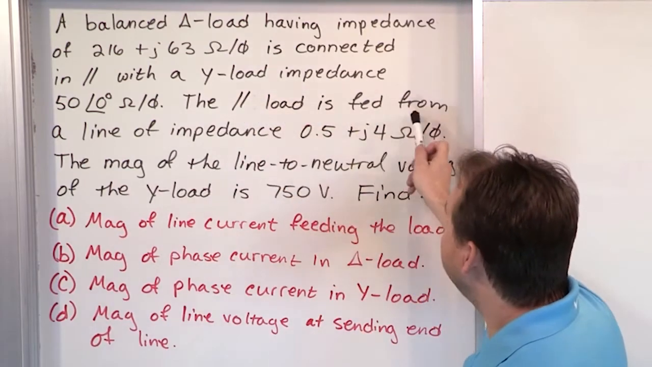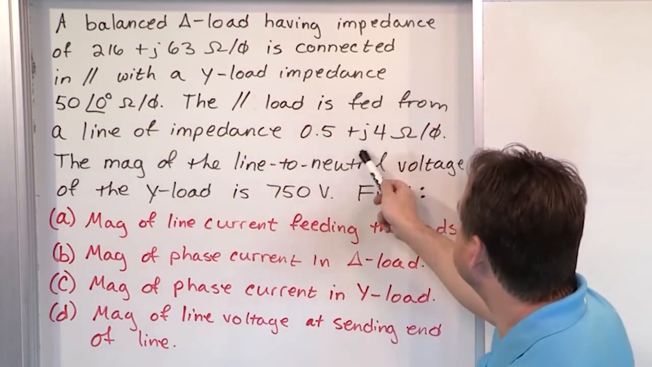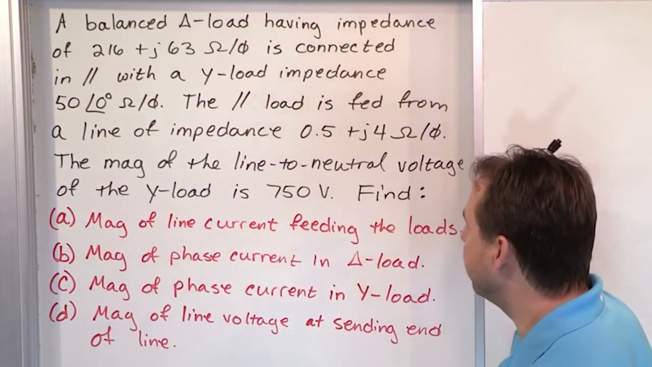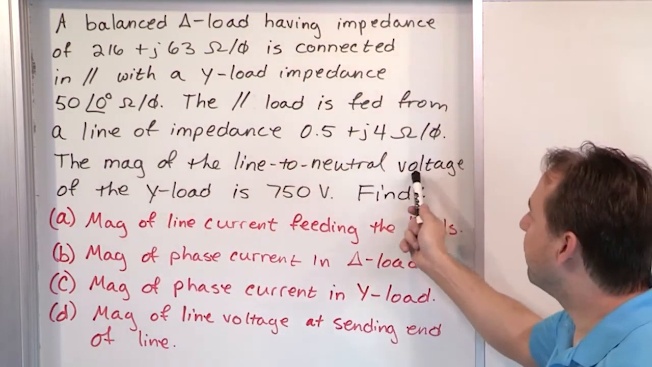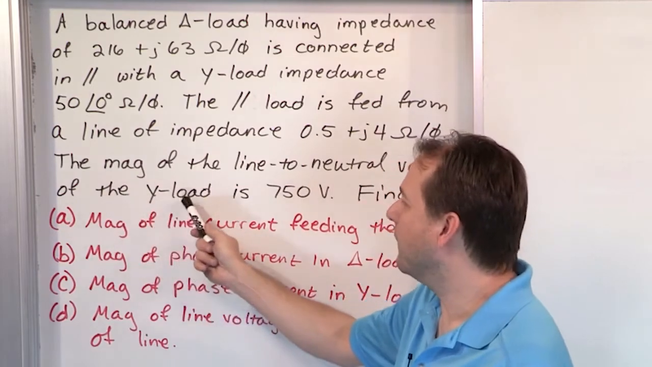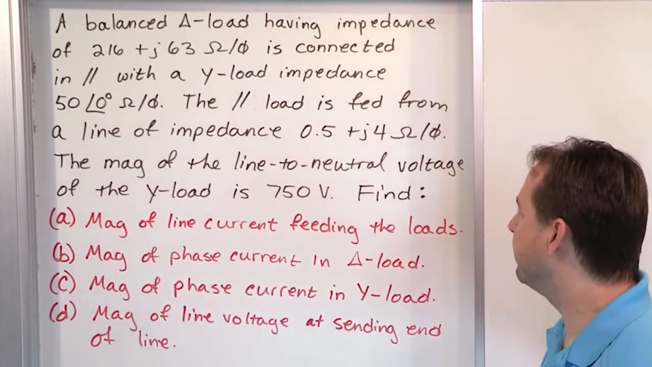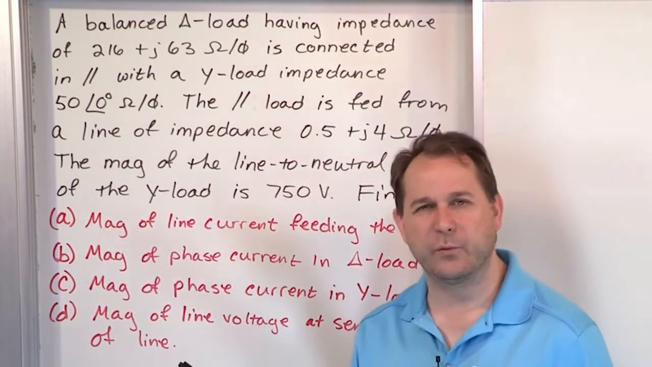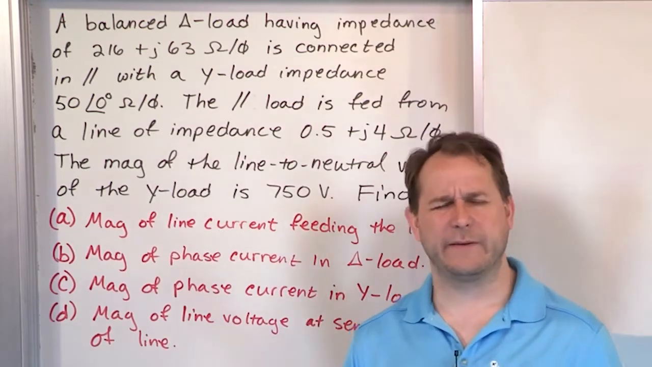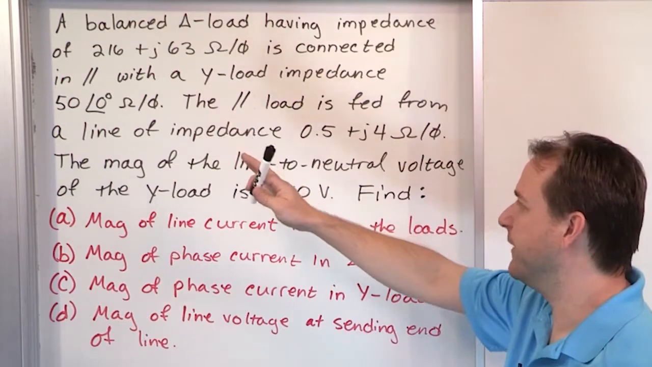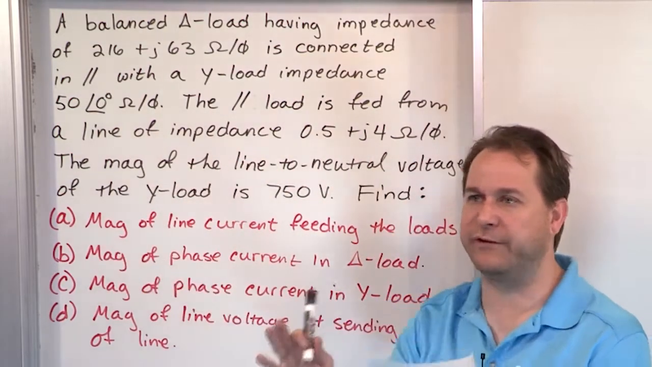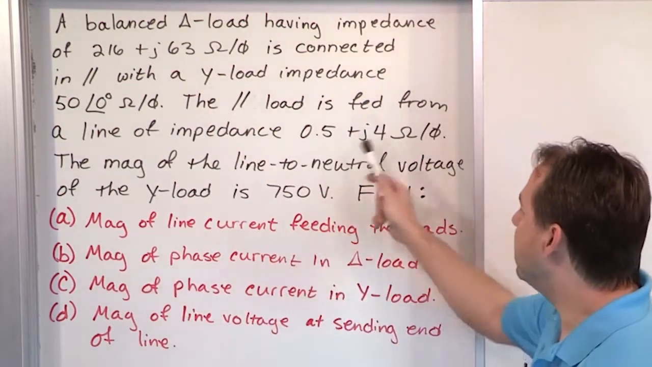The delta load is fed from a line of impedance, here we go, 0.5 + j4. That's easy, that's just a line impedance. And then it's telling us the magnitude of the line-to-neutral voltage of the Y load is 750 volts. So again, that's kind of weird, because you have two loads to think about. But if you just ignore the delta load for a second, just pretend there's no delta load at all, if this were just a Y-Y circuit, then this makes sense.